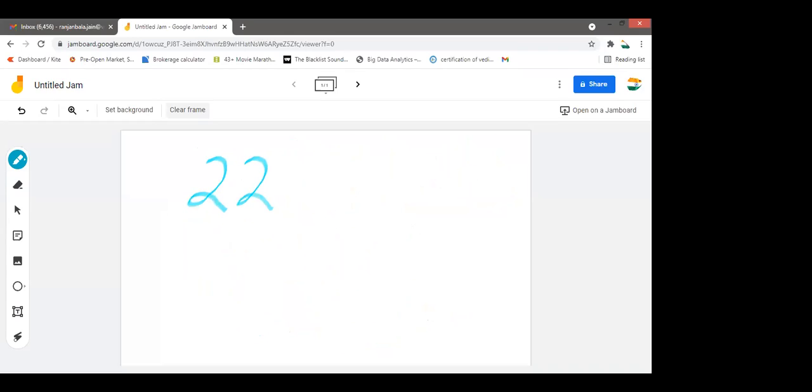222 multiplied by 13. Suppose 13, so what you will do now, you will multiply each digit by 3, right? Because it is 13.